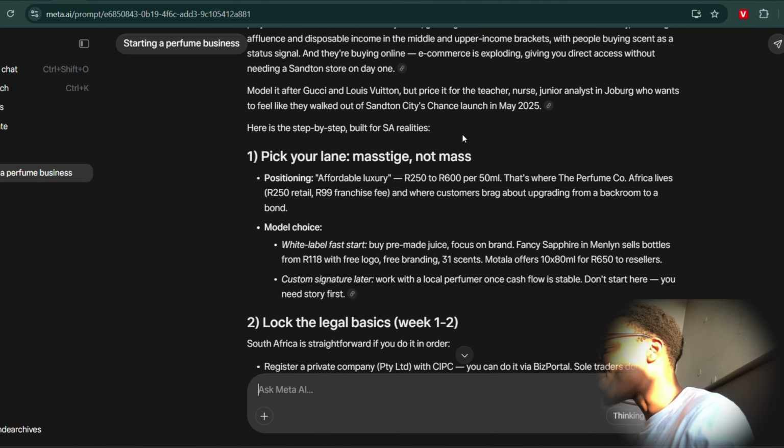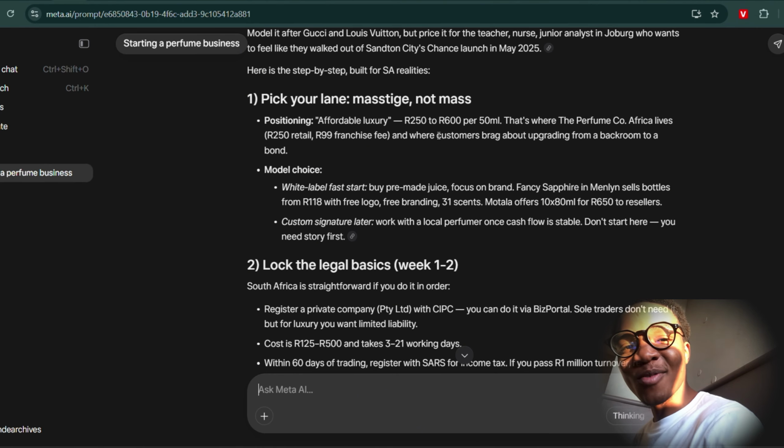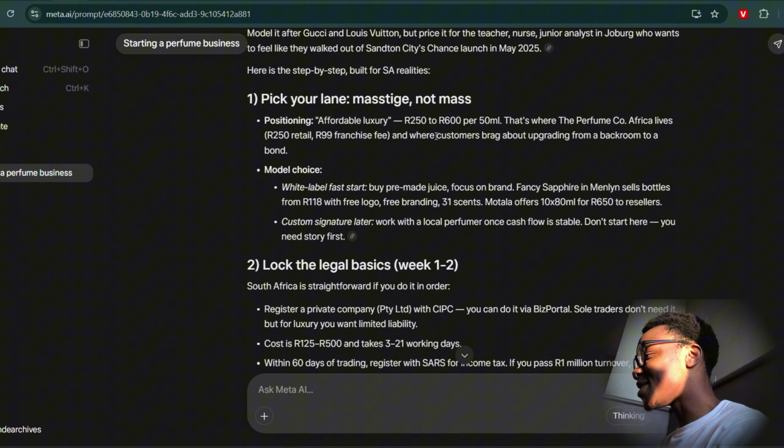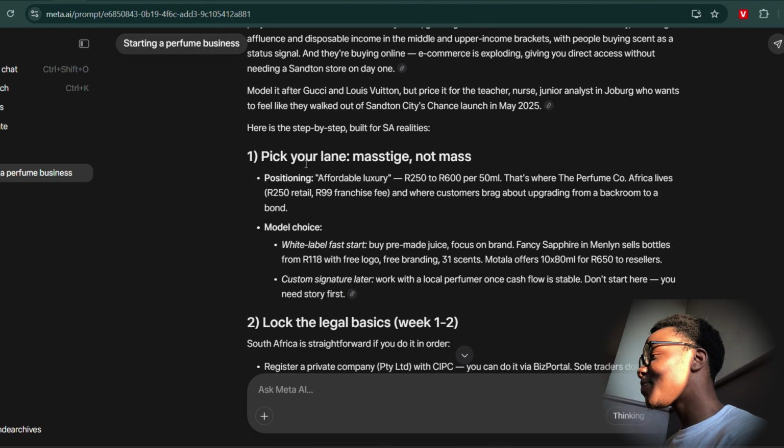Ooh, this is so dope. Okay, this is so nice. I don't know, I'm just geeking out over every AI model here, but this one is dope. Okay, it says pick your lane. Prestige, not mass. Positioning: affordable luxury, 250 to 600 per 50 ml. That's where the Perfume Co. Africa lives, 250 retail, where customers brag about upgrading.